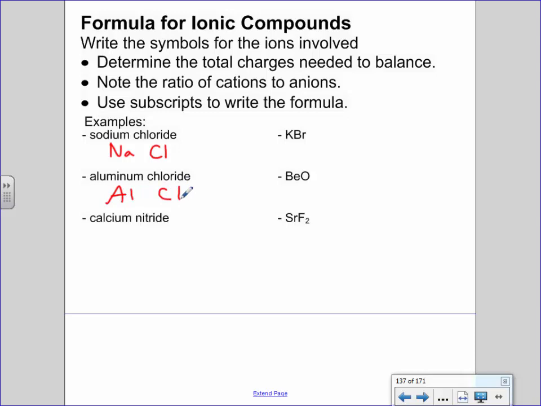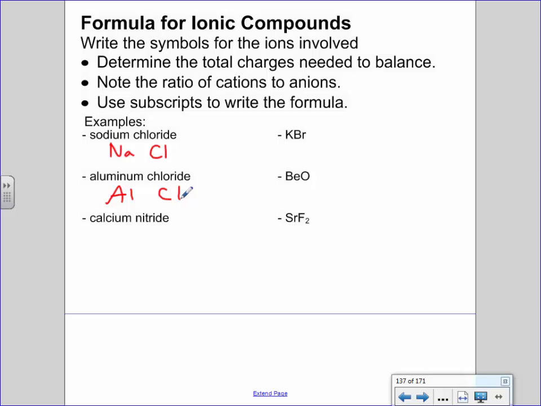Aluminum I just wrote, didn't I? Here's aluminum. It is 3+. Chlorine is -1. If I were to go grab some of these manipulatives, if I can find one, here's the 3+. Aluminum has 3 spare dollars it doesn't need. Chlorine can use one of them. Does it fit?